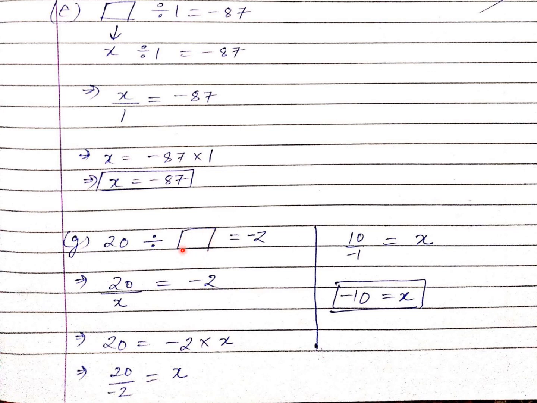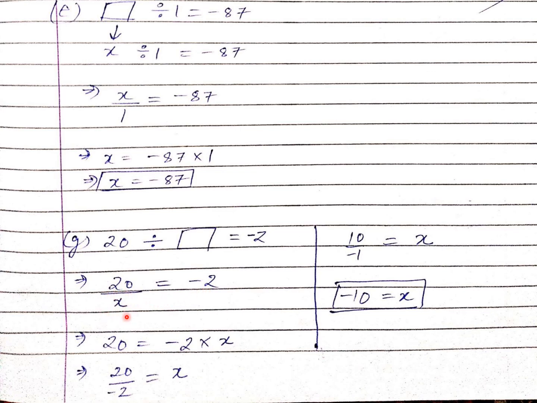So we will go again by the steps that we have learned in the last two parts. So I will write 20 divided by x. This box can be taken as x is equal to minus 2, like this. It can be written as 20 upon x equal to minus 2. Now we want to find the value of x.